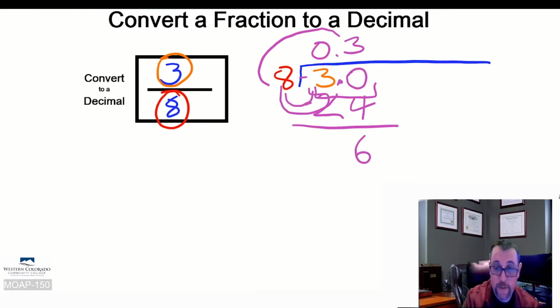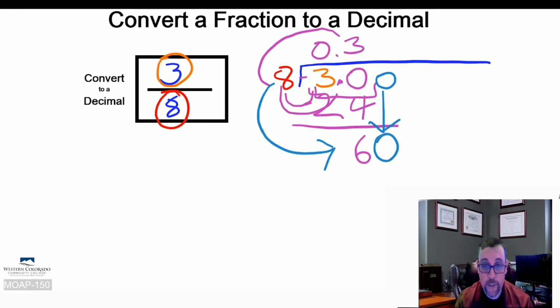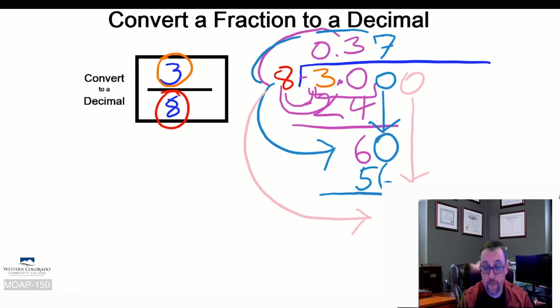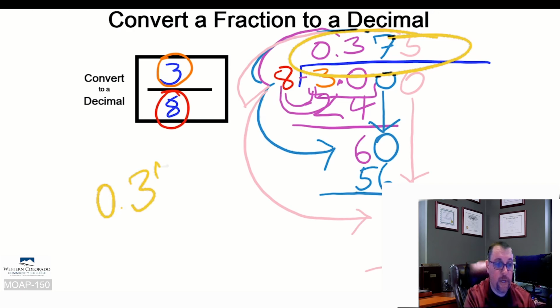Okay, so we'll go ahead and do what we have to do in division. We'll bring our 0 down, and then we ask ourselves, does 8 go into 60? And the answer is yes, it does. How many times does it go in? 7. 7 times 8 is 56. That leaves us with 4. Since we have a remainder, we keep working. Add another 0. Bring it down. Now we have 40. Does 8 go into 40? Yes, it does. How many times? 5. 5 times 8 is 40. And we now have a nice even number. And we are left with the conversion 0.375.